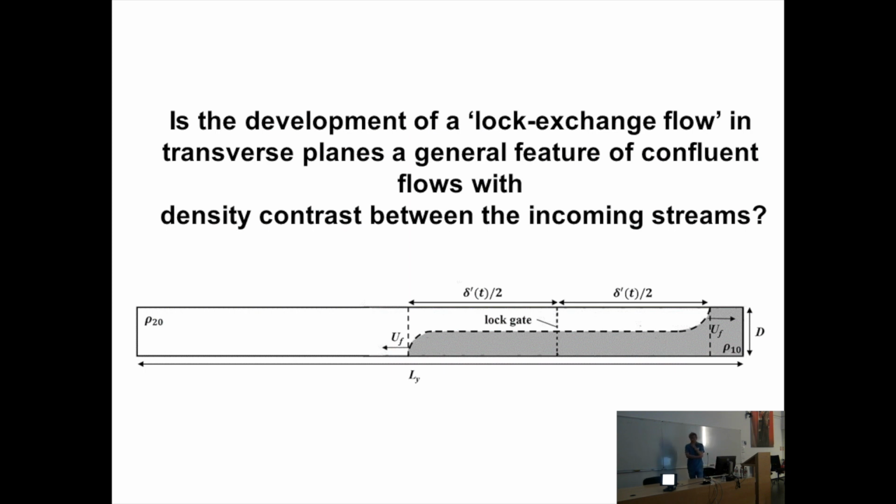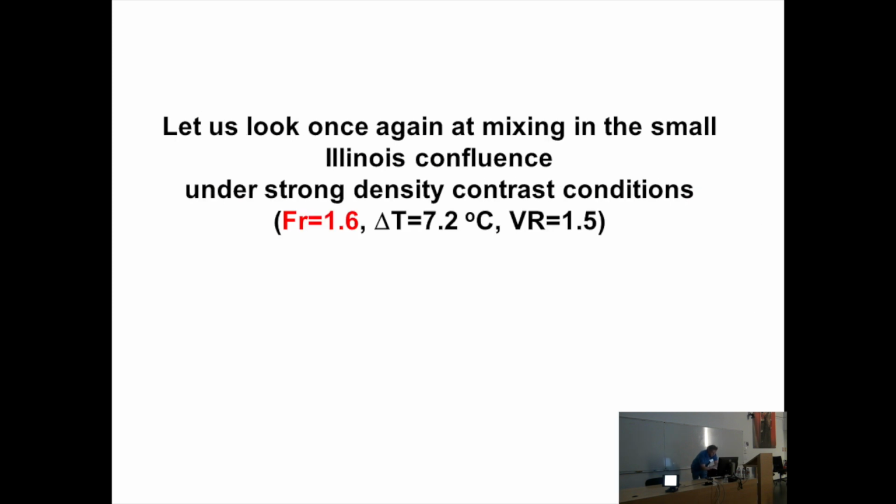So now, the next question which we are going to ask is: is the development of this kind of intrusion a general characteristic of mixing between two streams of unequal temperatures? And I'm going to go back to the same Constantinescu river confluence, and we are going to look at a case in which the temperature difference is 7 degrees Celsius, which corresponds to a densimetric Froude number of 1.6, which is considered to be a case with very strong stratification.